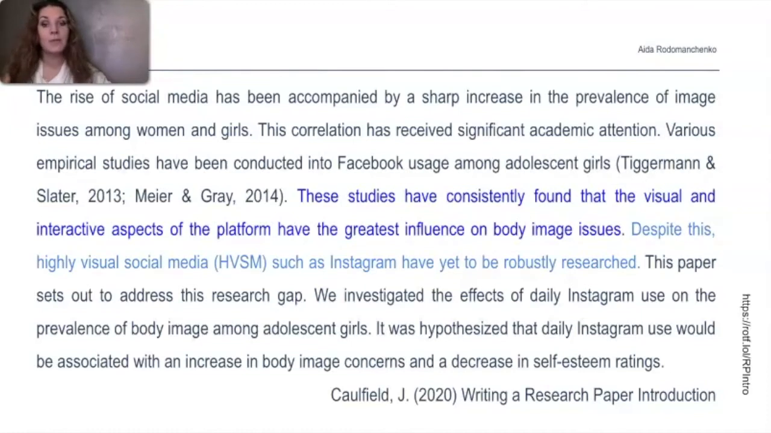And then, with the help of the fourth sentence, the author shifts the attention to the research gap. Sentence number 5 states the aim of the paper. Sentence number 6 states what was done during the research. And the last sentence brings out the hypothesis of the research.